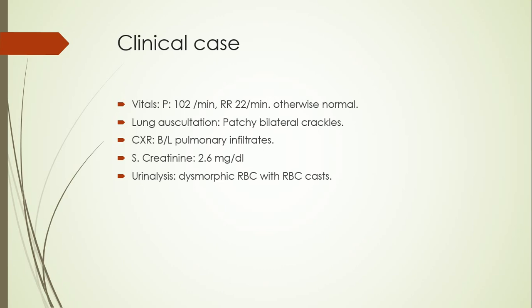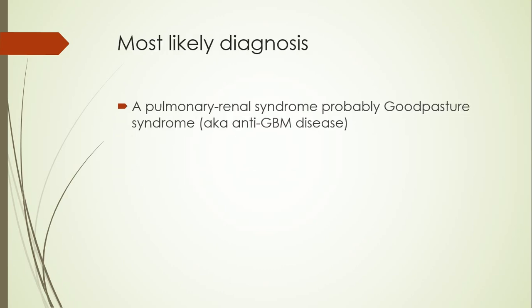Okay, so inflammation involving lungs and kidney, a classic pulmonary renal syndrome. That's why our most likely diagnosis should be a pulmonary renal syndrome, most likely Goodpasture syndrome, which is more recently named as anti-GBM disease.